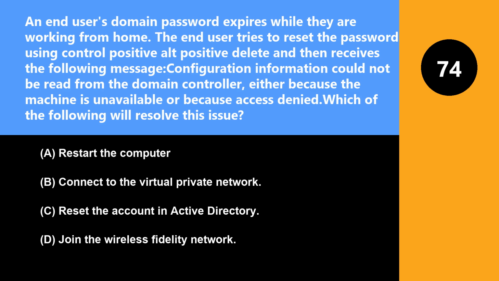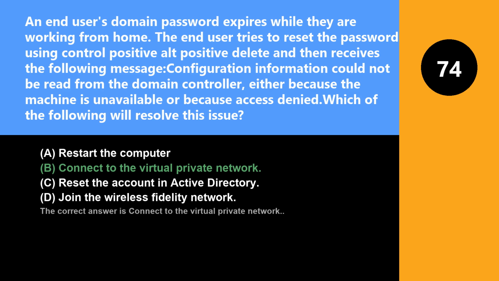Option A, restart the computer. Option B, connect to the virtual private network. Option C, reset the account in Active Directory. Option D, join the wireless fidelity network. The correct answer is option B, connect to the virtual private network.